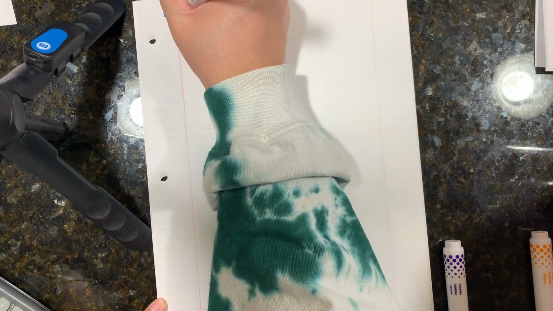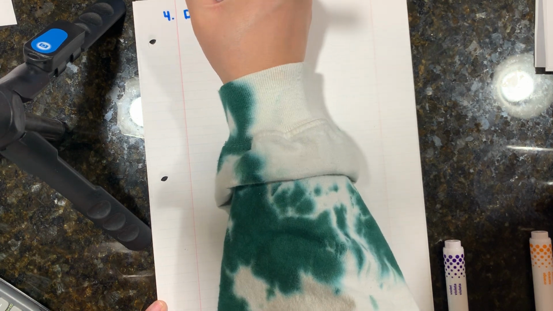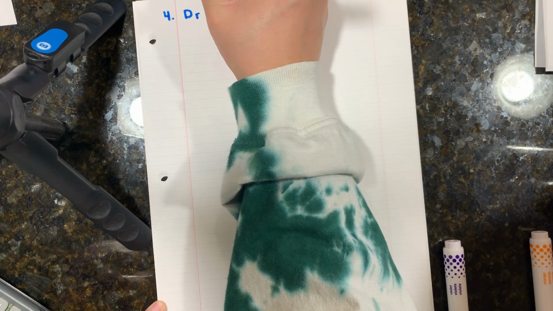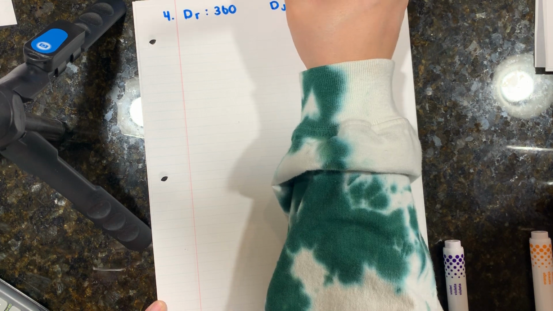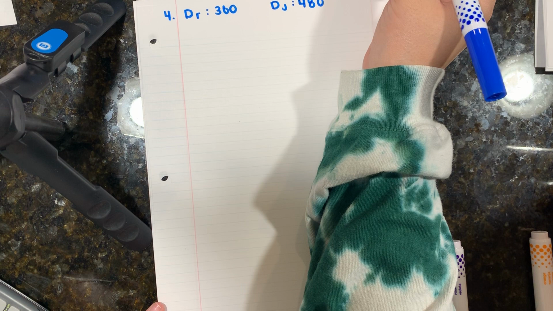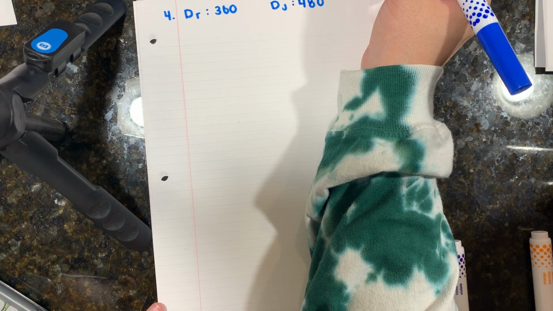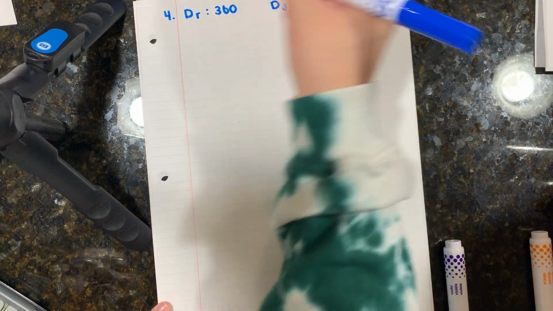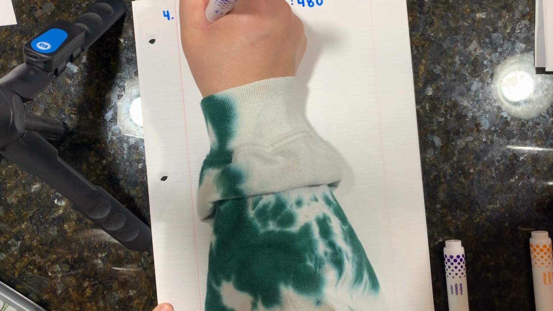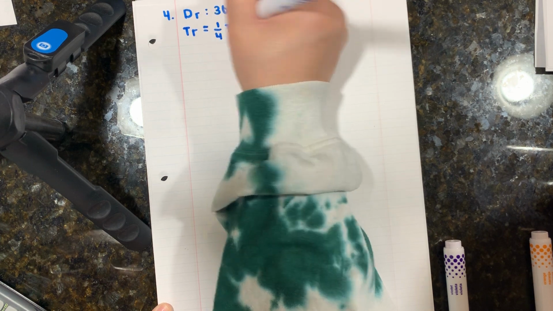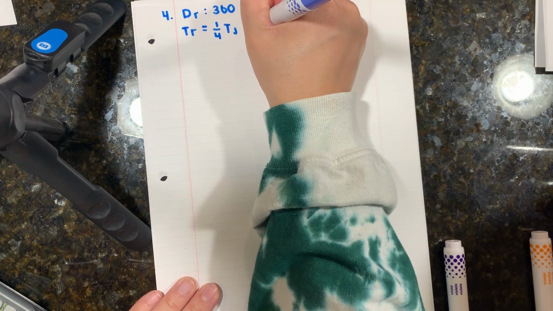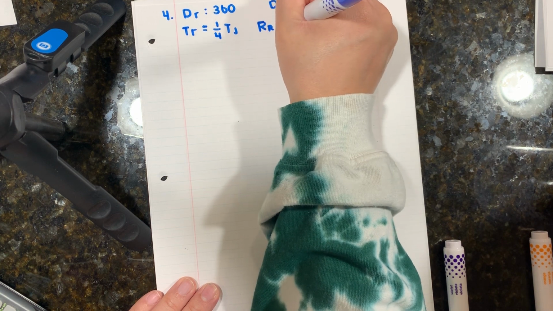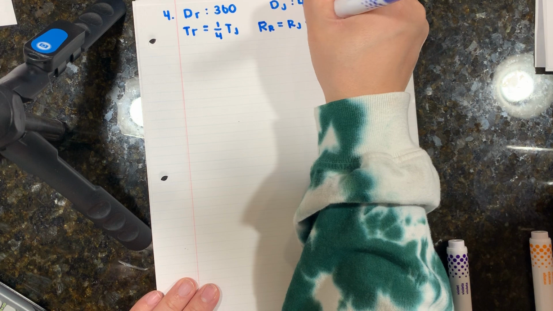So it says that the distance of Ronald was equal to 360, and the distance of Jimmy was 480. It also says Ronald could travel in 1/4 the time. So the time of Ronald was 1/4 the time of Jimmy. And it says that Ronald's speed exceeded that of Jimmy. So the rate of Ronald equaled the rate of Jimmy plus 60.